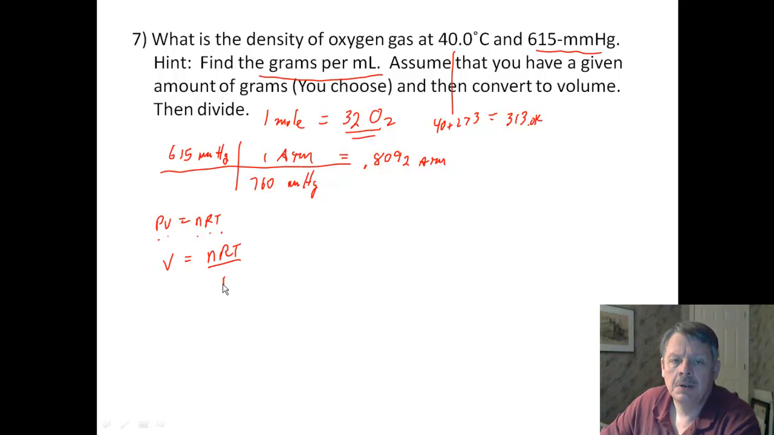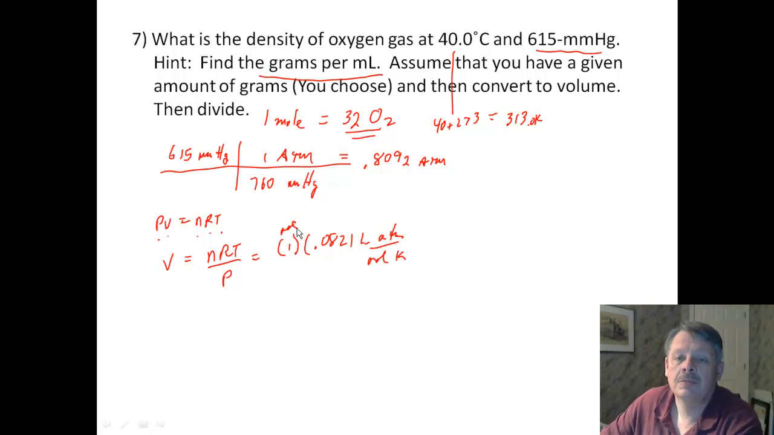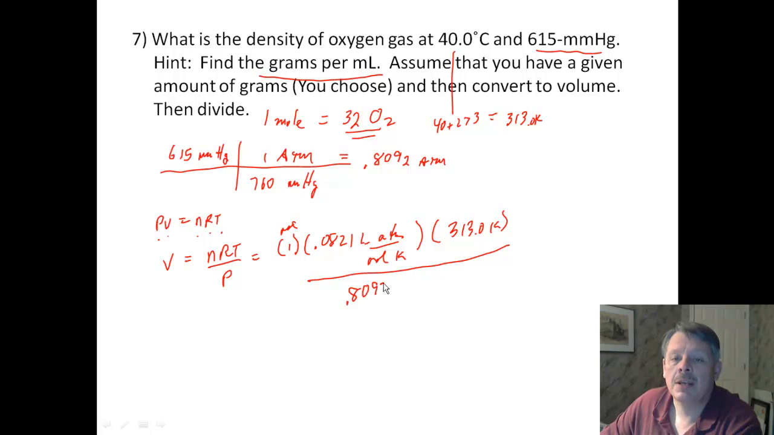Volume is going to be nRT over P, which is equal to, let's see, our number of moles is 1 mole. That was easy. 0.0821 liter-atmospheres per mole-Kelvin, and we're going to multiply by temperature, which is 313 Kelvin. We're going to divide by our pressure, which is 0.8092 atmospheres. Let's see, we have atmospheres and atmospheres, moles and moles and Kelvin. We're left with liters. How cool. So this comes out to be 31.756 liters.